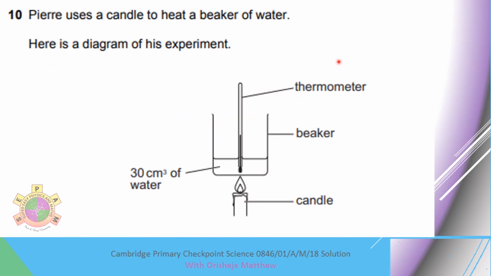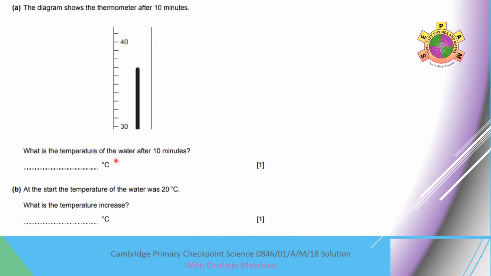Here we use a candle to heat a beaker of water. Here's a diagram. 30 cm cube of water in a beaker is heated. What is the temperature of the water after 10 minutes? If you look at this, 30, 31, 32, 33, 34, 35, 36, 37. At the start, the temperature was 20 degrees. What is the temperature increase? So 37 take away 20 will give you 17 degrees Celsius.